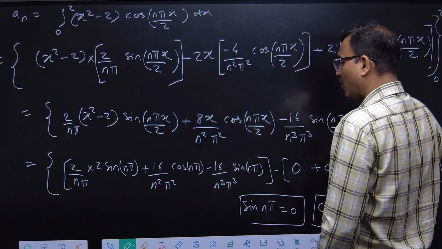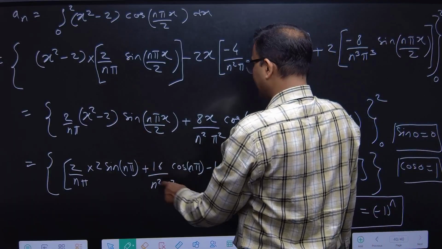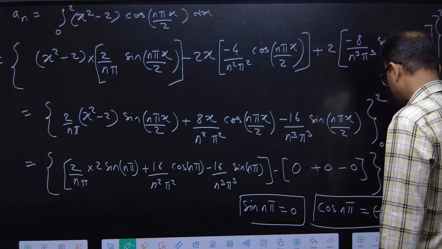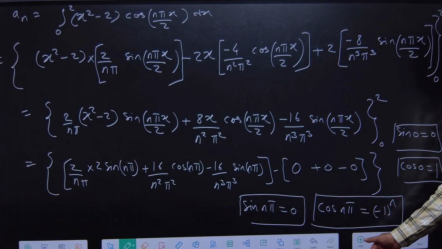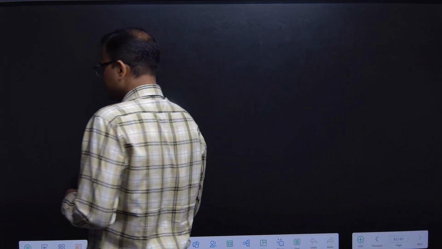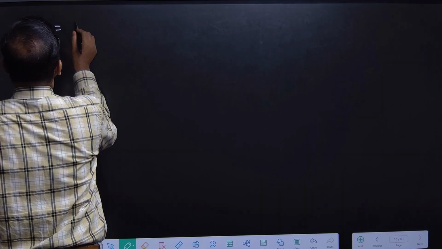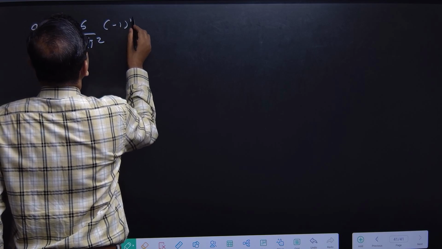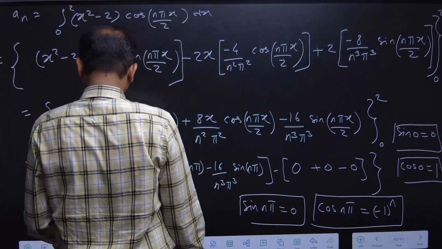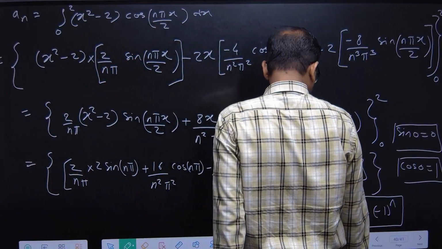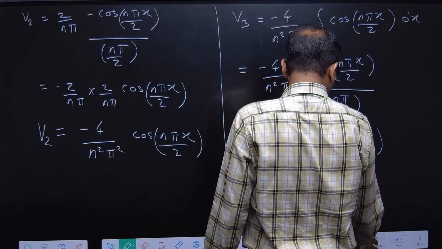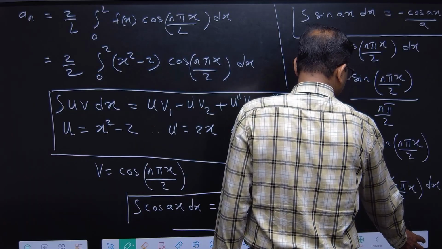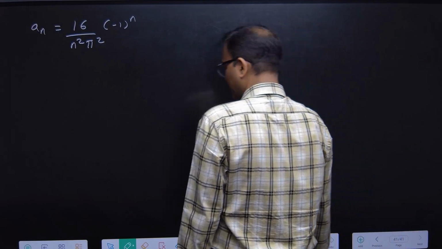This term is going to exist. All remaining terms will become 0. We are going to get an as 16 upon n square pi square into minus 1 raised to n. This term becomes 0. This term also becomes 0. So we get an is equal to 16 upon n square pi square into minus 1 raised to n as our an. This term is going to remain, and already we had found out a0. We had got a0 as minus 4 by 3.